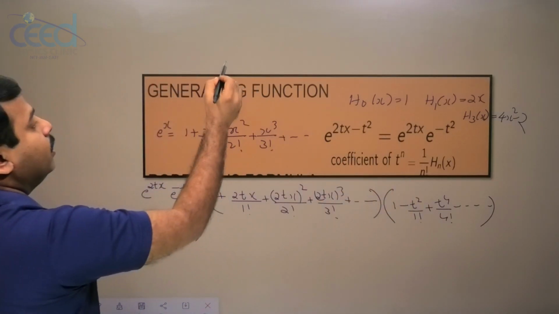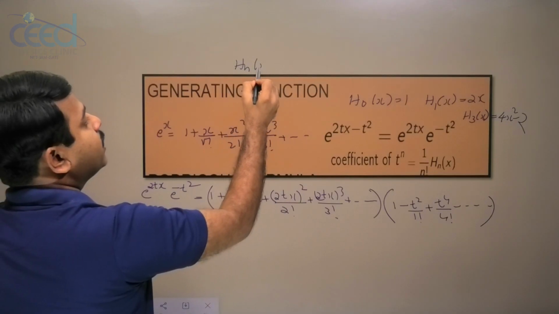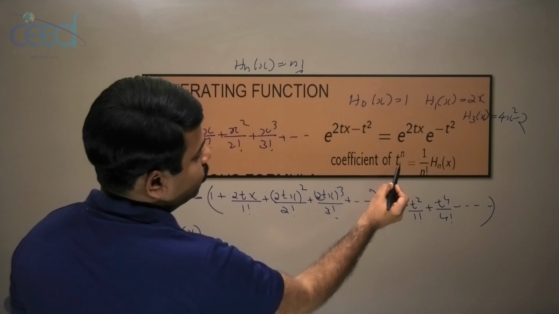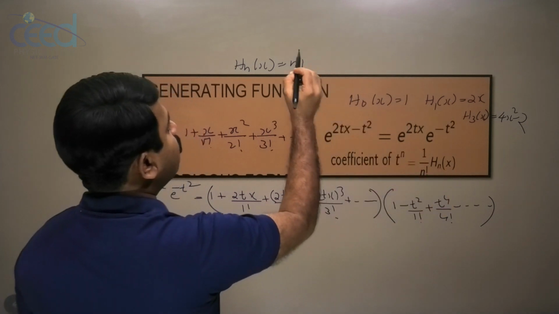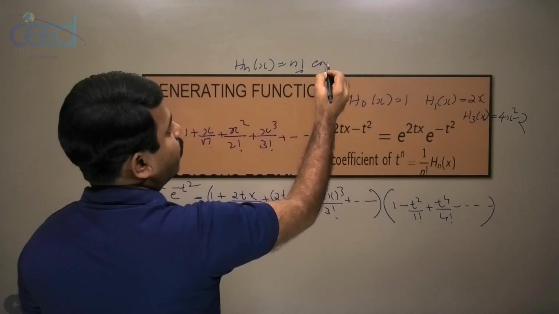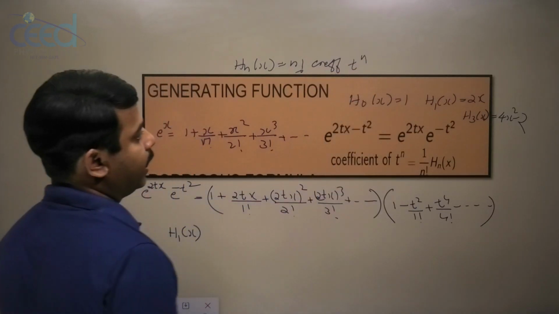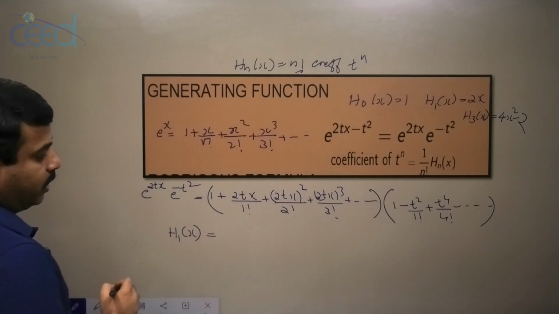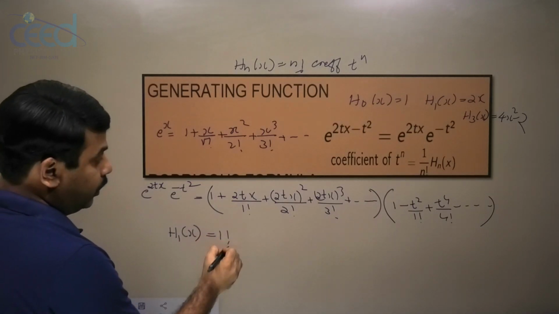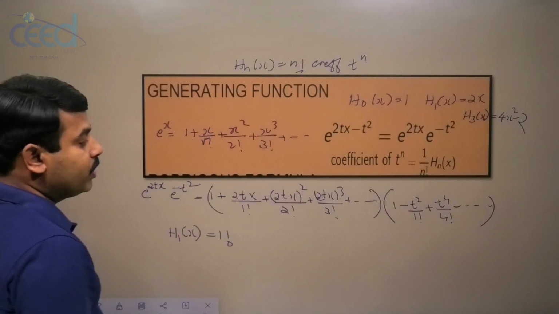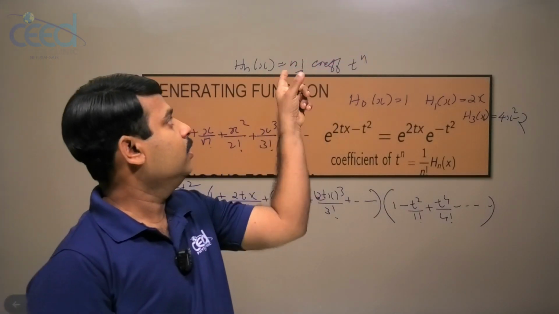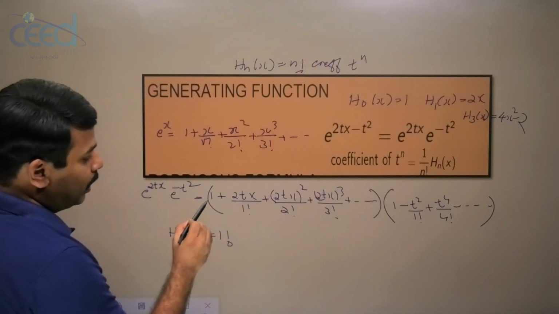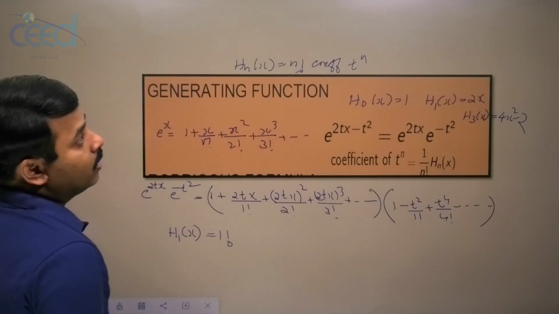See, what we studied? hn of x is equal to n factorial into coefficient of t raised to n. That is, n factorial into the coefficient of t raised to n is equal to hn of x. Now look here, by multiplication h1 of x is equal to 1 factorial into coefficient of t raised to 1, obtained by multiplying 1 into 1, right?